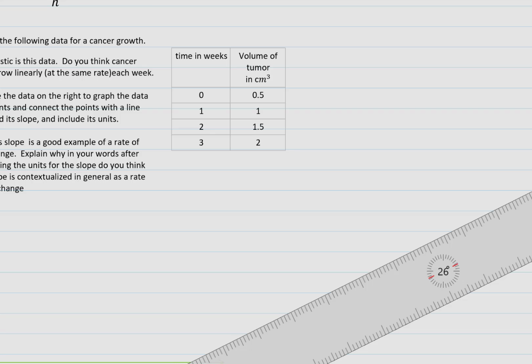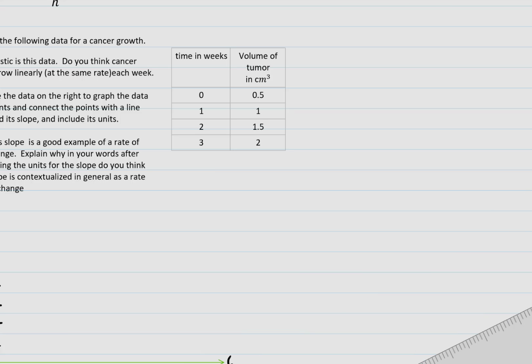So if we plot all those points on an axis here, let's say this one is 0.5, this is going to be 1, that's 1.5, and let's say that's 2. So at t equals 0, the size of the tumor is that. If we call this the volume in cubic centimeters, and let's make this our time in weeks, t.